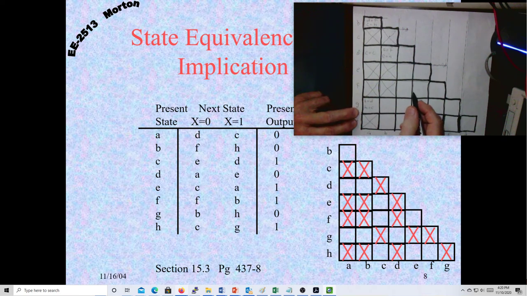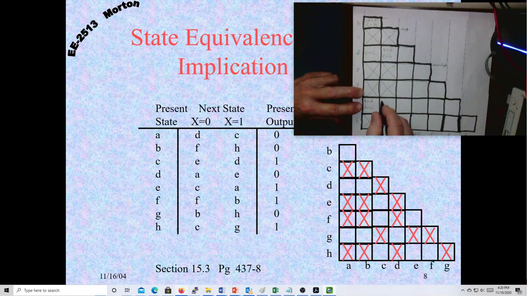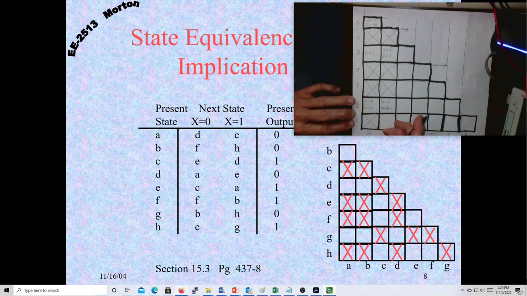B and G, so that's possible. And if that's true, then for B and G, B has to equal F, and H has to equal H. Well, H does equal H, so that's okay. So H equals H, so we'll just ignore that because that's true. All right, and then what about B and H? B and H, no, that's not possible, because they have different outputs.